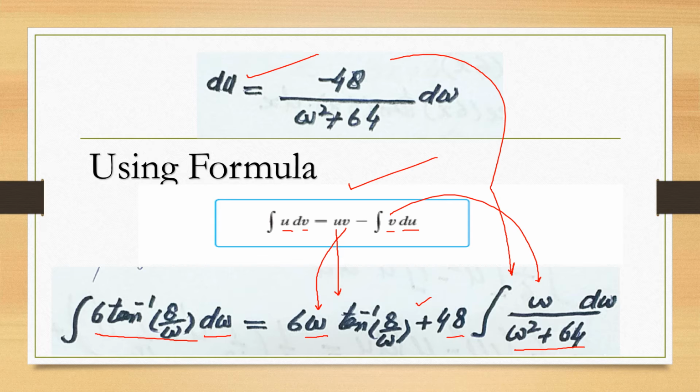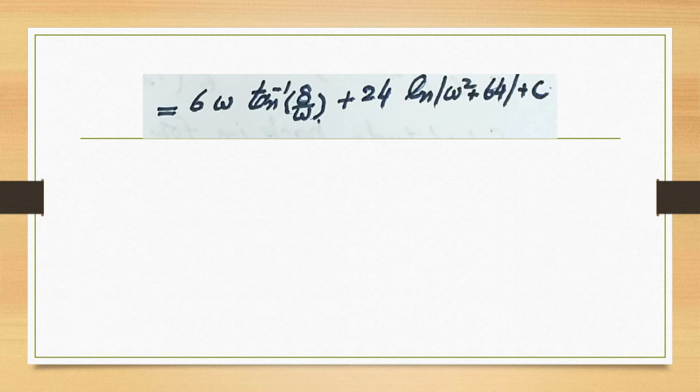Now we are very close to our solution. We have just to evaluate this integral. The integral has this value, while the first part is given as 6w tan inverse of 8 by w, and this is the constant of integration. This is the solution of the first question. Let's move ahead.